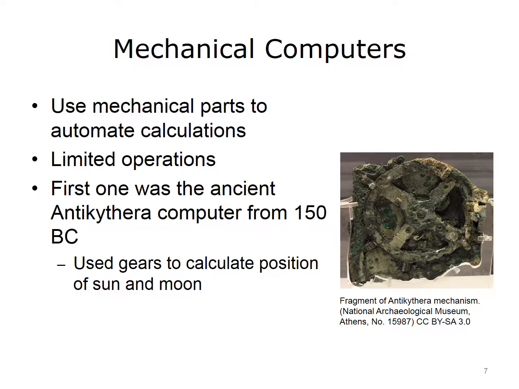Another type of early computer is the mechanical computer, which used mechanical parts to automate calculations. Often these mechanical parts were gears that turned in such a way that their positions would indicate a result. There were limited operations it could perform, often just addition. The first one was an ancient Antikythera from 150 BC, and it used gears to calculate the position of the sun and the moon. After that, though, mechanical computers were mostly built in the mid-15th through mid-19th century. They performed only simple arithmetic operations.